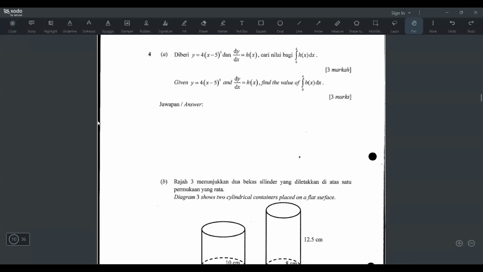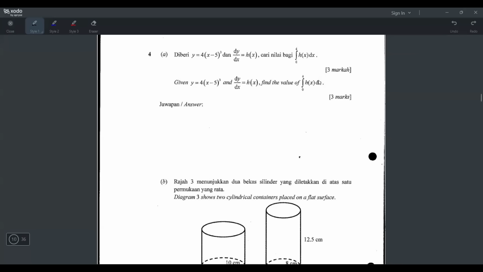Okay, let's continue. Number 4a. Given y equals 4 bracket x minus 5 power 3 and dy dx is hx, find the value of integrate 0 to 4 hx dx. This type of question really comes out a lot in paper 1. In integration, they like to ask this, in paper 1 especially. They will give you the equation and then they give you the differentiation of this equation equals something and then ask you to find an integral.